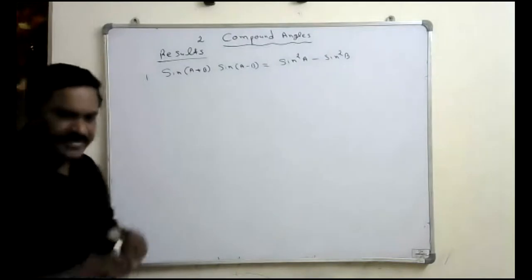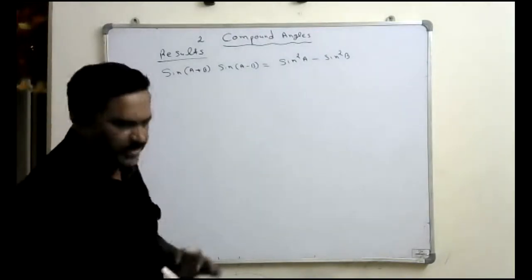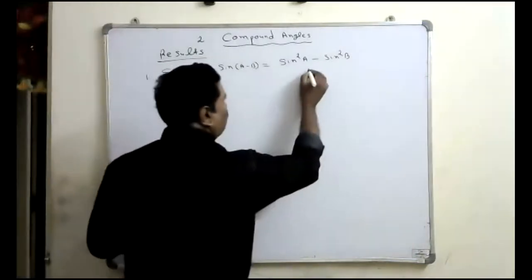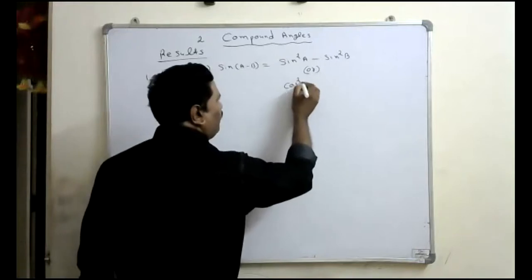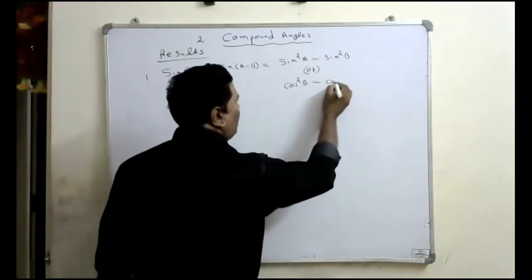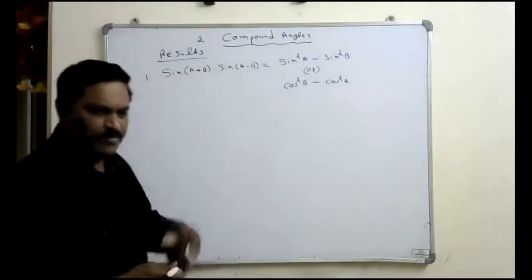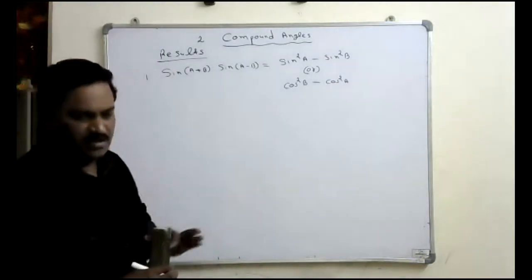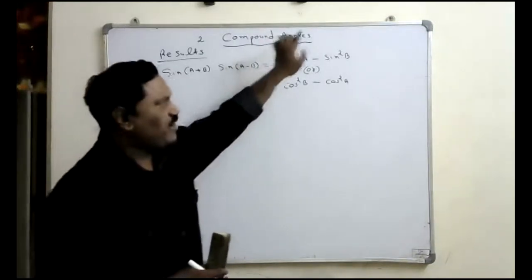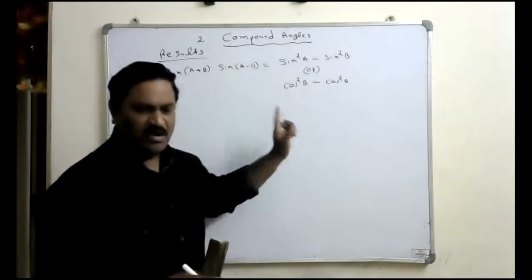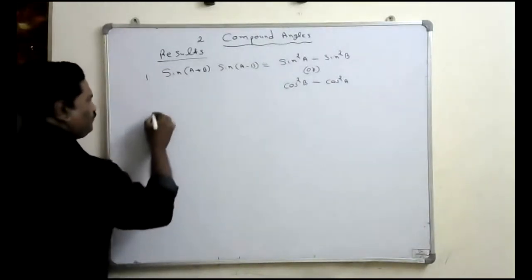Sine a plus b into sine a minus b is sine square a minus sine square b, or in terms of the cos, you can write cos square b minus cos square a. Like that also we can write it. In terms of the cos, the b angle comes first, and the a angle comes later. So sin a plus b into sin a minus b is either sin square a minus sin square b or cos square b minus cos square a. That is the first result we have to remember.